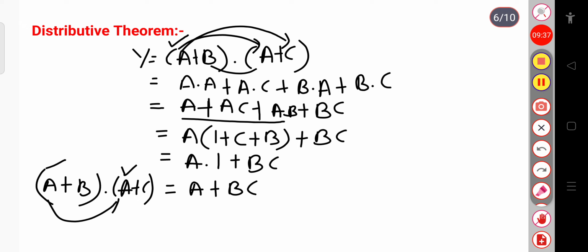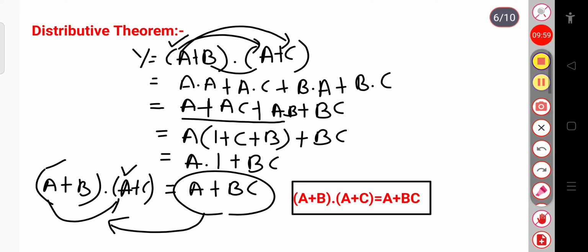When two brackets are available and the first term of both brackets is the same, then we apply this distributive theorem, that is (A plus B) into (A plus C) equals A plus BC. Clear? Or if you are given A plus BC, then you come to this, that is (A plus B) into (A plus C). So this is our final result.